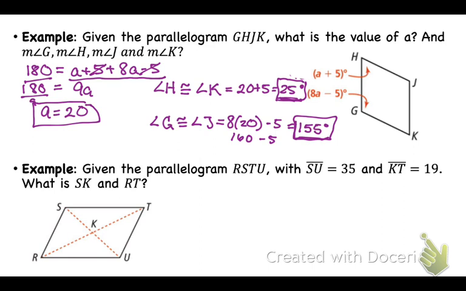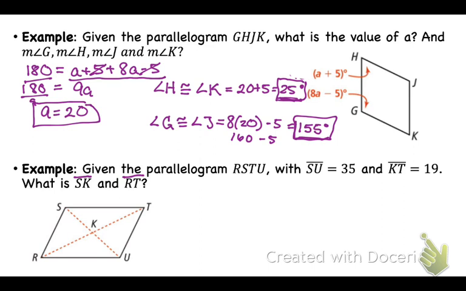Given the parallelogram RSTU, SU is 35 and KT is 19. So what is SK? Now, what did I mess up on these? Forgot my lines, didn't I? And RT, what are they? Okay. So you guys want to start with SK or RT first?